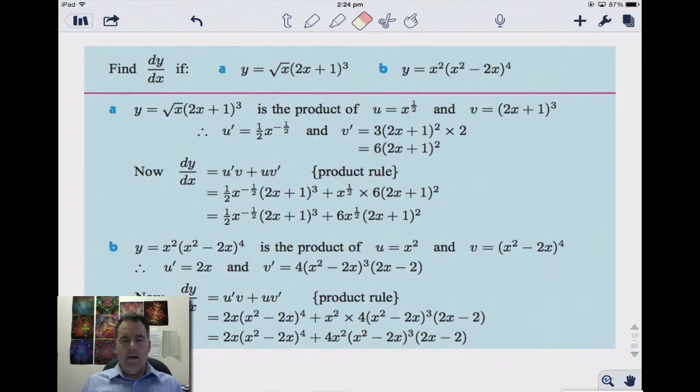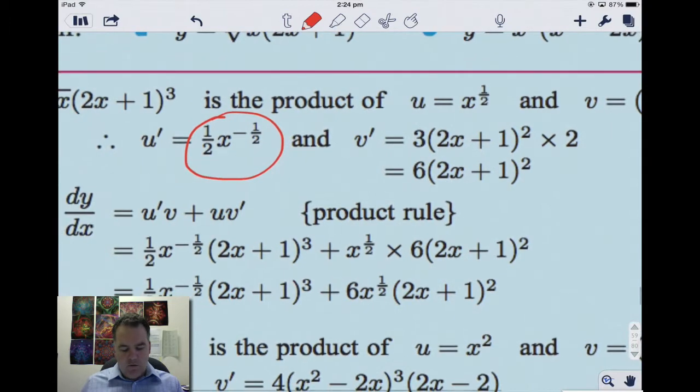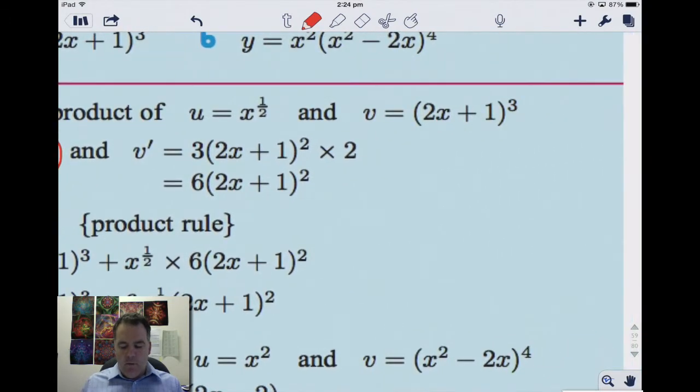Look at the first one. We've got a root x in there. So we've just used the same rule. Once again, we're using the chain rule to differentiate x to the power of a half to a half x to the minus a half. And we're using the chain rule again to differentiate 2x plus 1 to the power of 3.